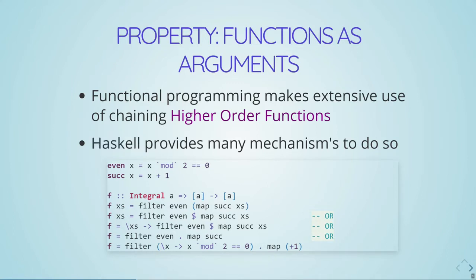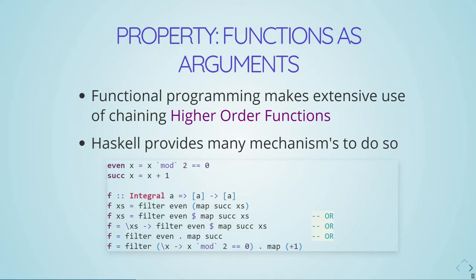Consider some function here like f, okay? f is going to filter out all of the even elements from mapping the successor, so plus one, to a list of x's. There are a number of ways that we could write this. We could write this like this, or we can get rid of these brackets with the dollar sign, which is a combinator that we'll go over in a bit.